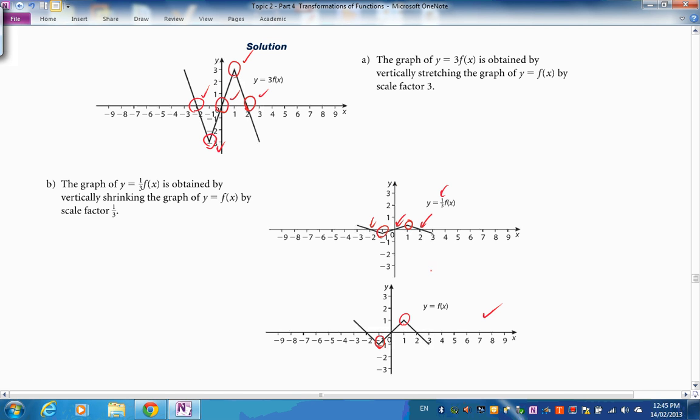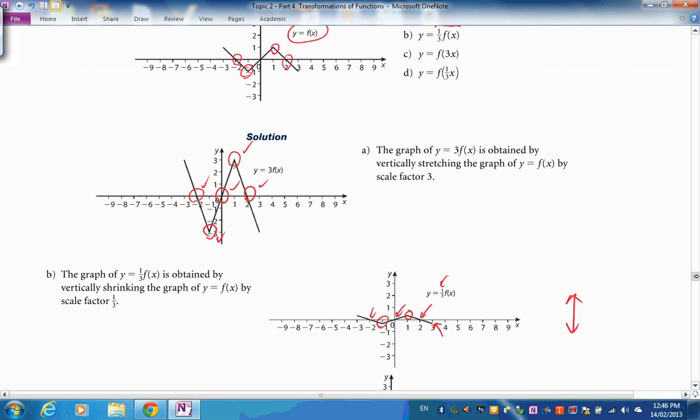You could actually do this here. 3 in the parent function is neg 1, so here it's neg a third. So it's shrinking. If you're multiplying a function out the front by a fraction, then it's shrinking it in the y direction. We're shrinking it this way, in y land. Let's keep going. What was the next one?